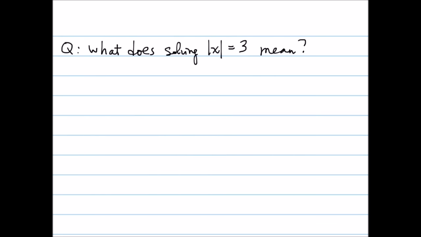Next, let's consider a few questions. If I ask you, what does solving the absolute value of x equals 3 mean? What would you say? Solving the equation, the absolute value of x equals 3, means getting all points on the real number line that are at a distance of 3 from the origin.